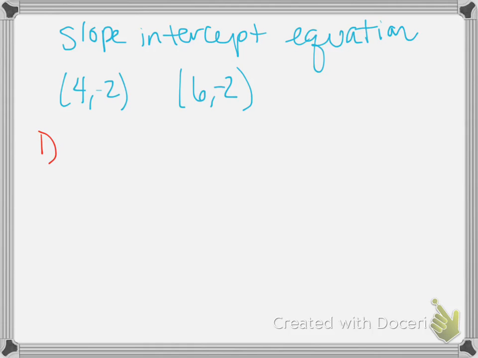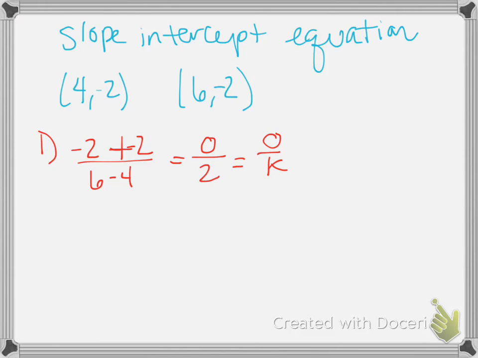Okay, so first I've got to find my slope. So I'm going to do negative 2 minus negative 2, and 6 minus 4. Two negatives should make a positive, so negative 2 plus 2 is 0. 6 minus 4 is 2. 0 divided by any number, if you remember, should be 0. So right now my slope is equal to 0.